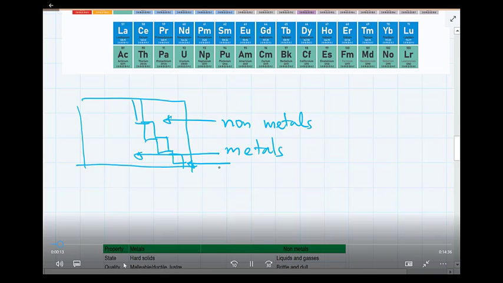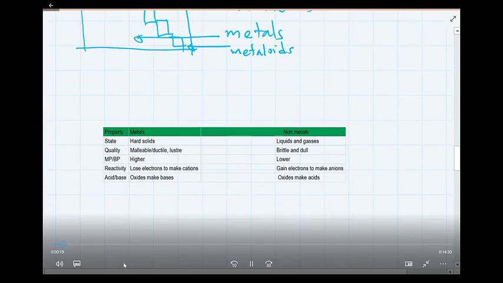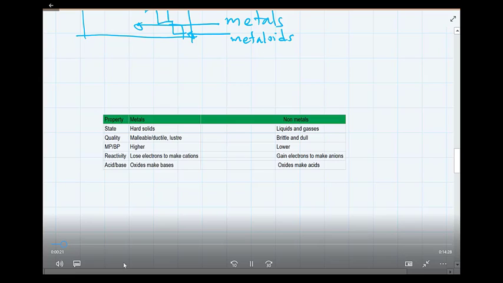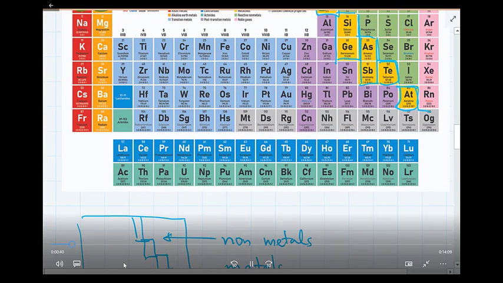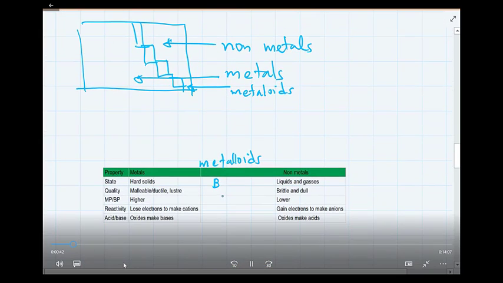Hi, let's look at the metals, nonmetals, and metalloids like we discussed last time. So we have to put it in a table. The metals are in the lower right corner, right? And the metalloids in between, right? And the nonmetals are in the upper left corner, right?